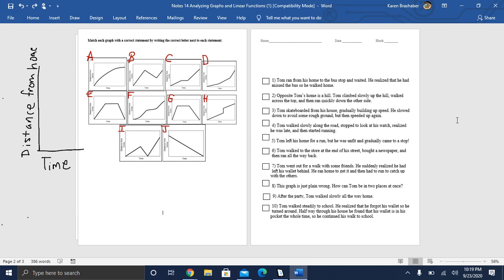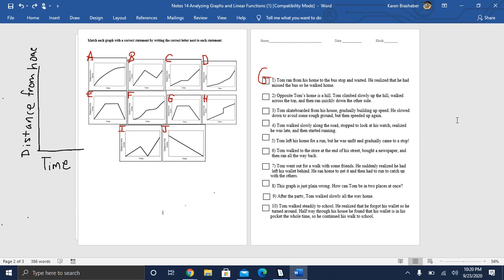So what we're going to do is look at the different statements and choose the graph that best represents those statements. The first one is Tom ran from his house to the bus stop and waited. He realized that he had missed the bus, so he walked home. All right, so you have to think about how to read this one. I'm going to go ahead and tell you the answer, and then we will take a look at it. So this is answer G.